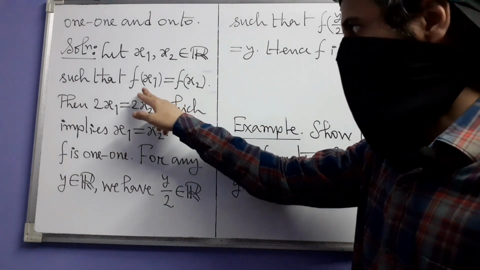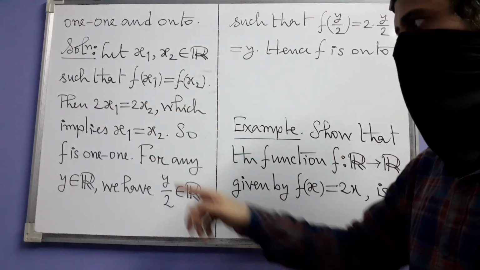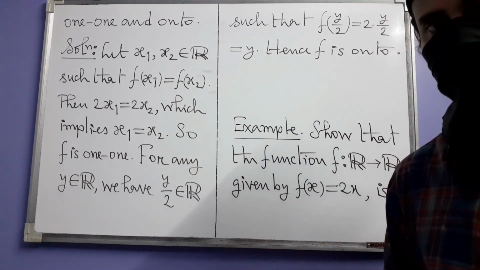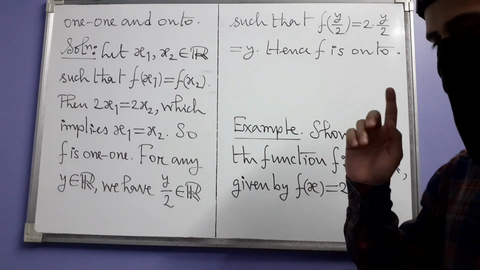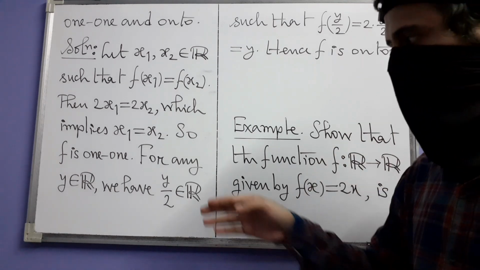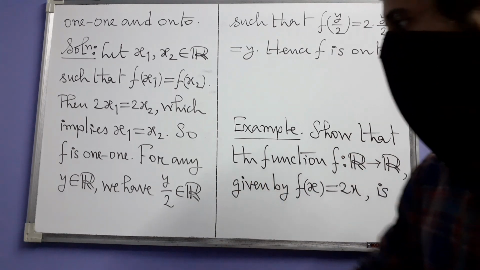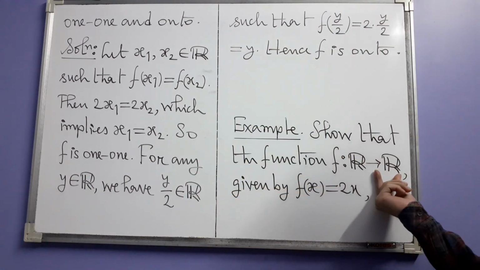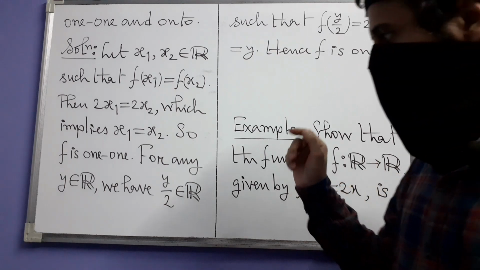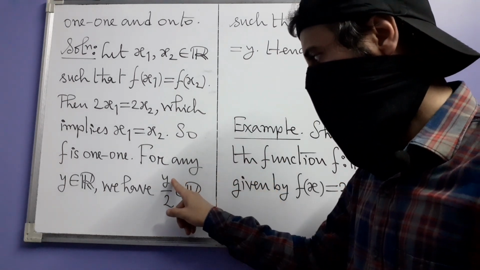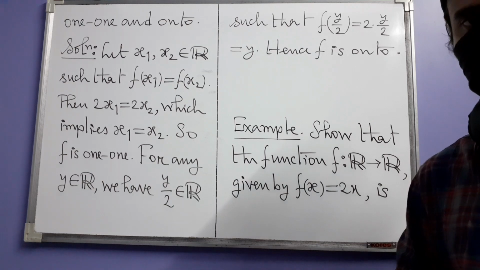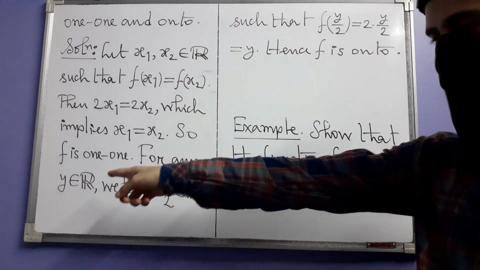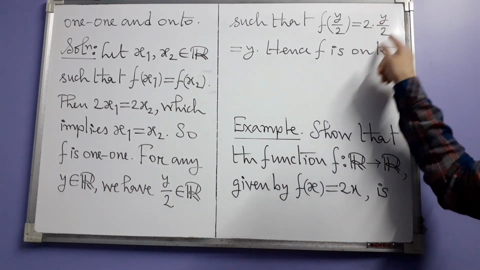Then by the definition of f, 2x1 is equal to 2x2, which implies that x1 is equal to x2, and that is why our function is 1-1. But the ontoness, previously we did not have that. You will realize why. Now we take any y in R, thus the second R. Second R means this one. For that y, there exists this y divided by 2 in R, in this first R, whose f image is that chosen y, because 2 times y over 2 is y.